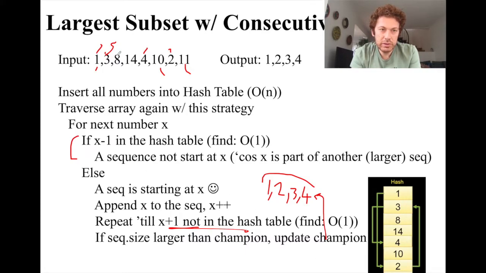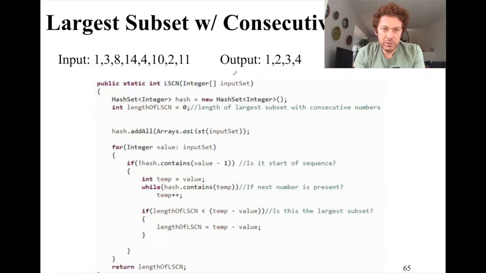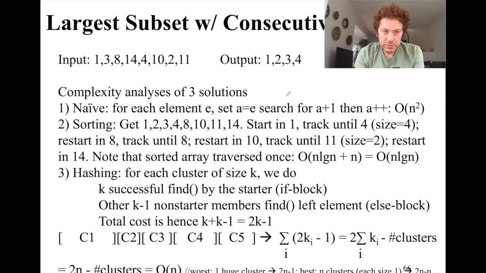3 is like that. Now 8 minus 1, 7 isn't in the hash table, so fresh start, put it to the list. 8 plus 1, 9 isn't here, so finish. Size of sequence is 1, not better than 4, so don't update. Done, 14, etc. So you get the logic. And I can implement this just the way I told you, looking at x minus 1, etc. Now let's analyze this.